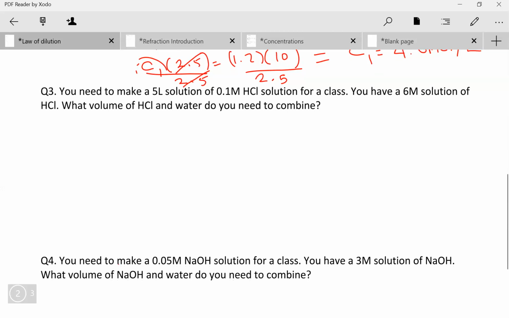There's a typo here. You need to make a 2 liter, 0.05 molar NaOH solution for a class. You're just going to add that 2 liters, but I think you can try these on your own.